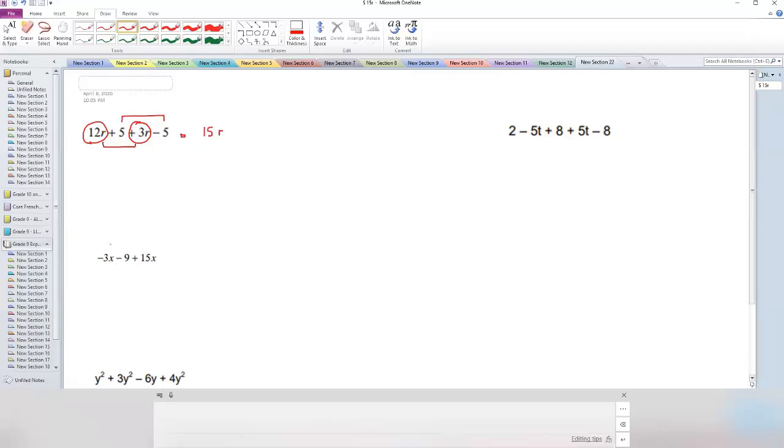And you can see that the whole expression here is simplified as 15R only. Next one, the same thing.